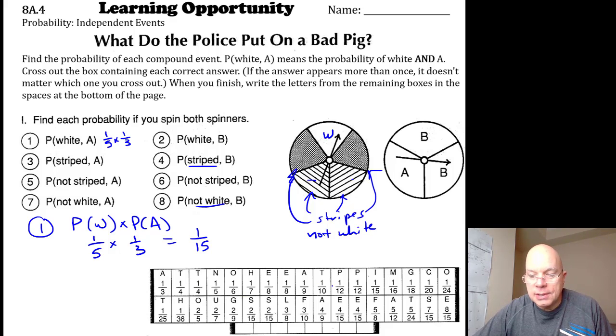And the way this works is you look for 1/15 down here and you cross it off. If, let's say you got 1/12, you cross off either one of them, it doesn't matter which one. But after you've crossed out all of the correct probabilities, the letters that remain will fill in the hilarious answer to the riddle, what do police put on a bad pig?